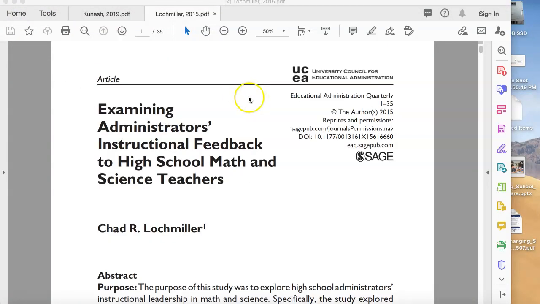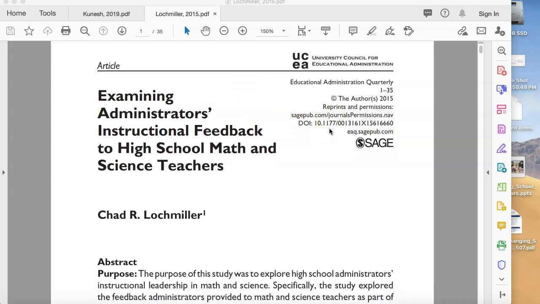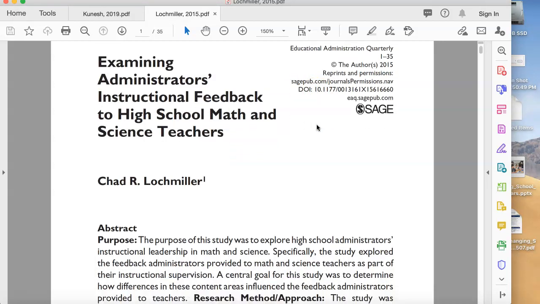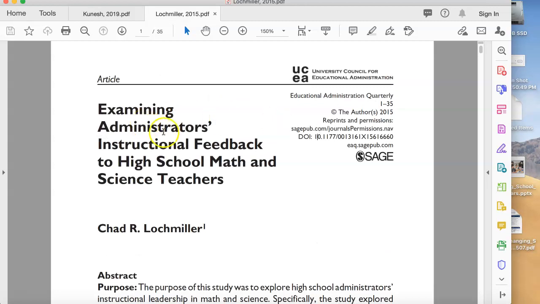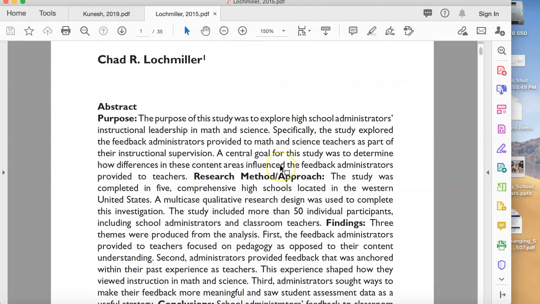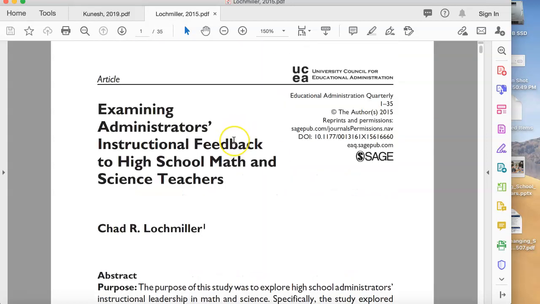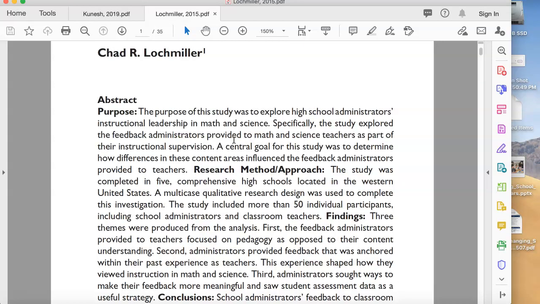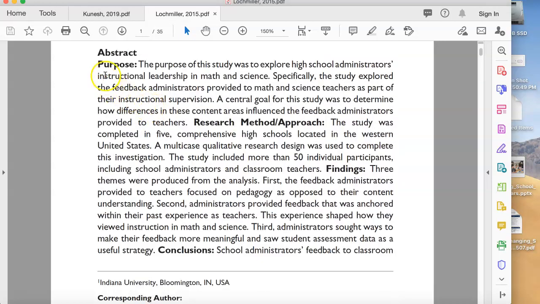This is by a colleague of mine at Indiana University. This is one of my areas of interest, leadership for science and math instruction. And so here we have the title, the journal information. This is not actually up to date, but normally once it's up to date, it'll have additional information about the volume, the issue, the page numbers. Then it has the abstract. This journal, EAQ, Educational Administration Quarterly, has these nice structured abstracts.